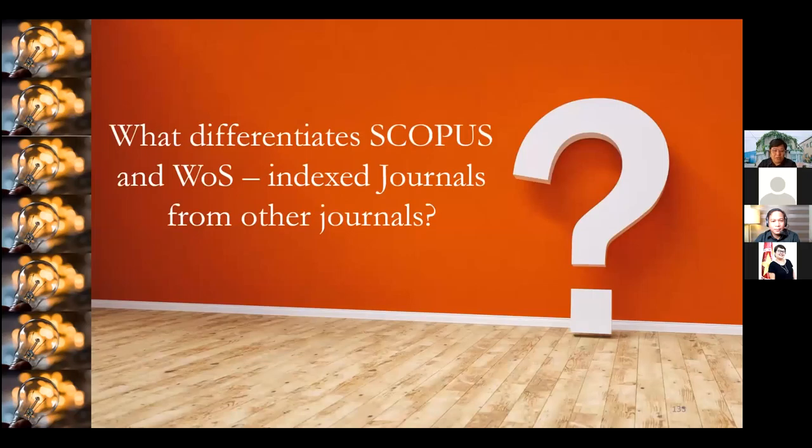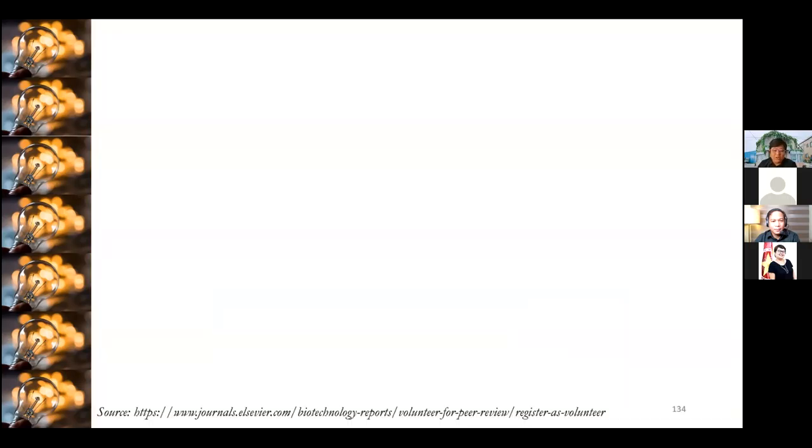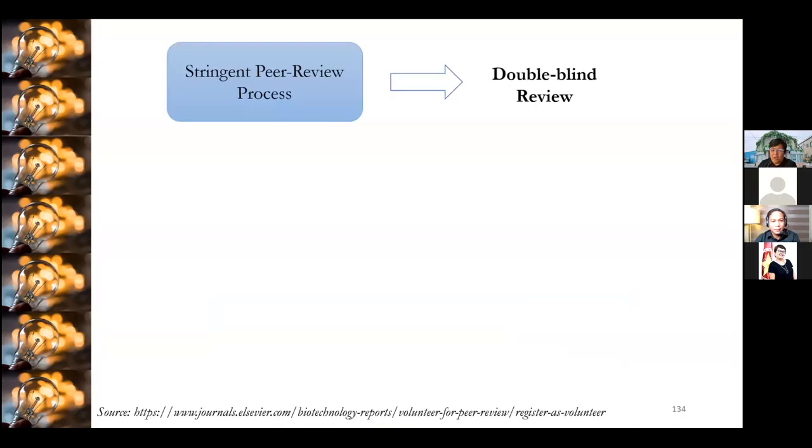Okay? So what is the difference of Scopus indexed journals and Web of Science indexed journals from the rest of the journals? Of course, not all journals are indexed in Scopus and Web of Science. It really takes time for a particular journal to be part of Scopus and Web of Science. Because as I mentioned, meron silang parameter of quality. Okay? But what differentiates them from other journals? Of course, one that sets Web of Science and Scopus indexed journals apart from the rest is their stringent peer review process.